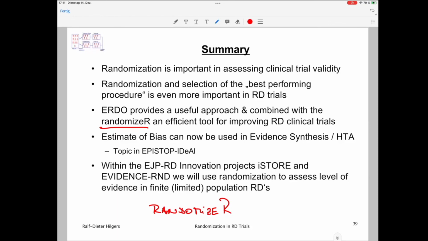Within the EJP RD innovation projects iSTORE and EVIDENCE RD, we will use the third part of the benefit of randomization, the randomization-based inference, and I hope the community can profit from our research to do clinical trials in limited or finite populations. And with that, I thank you all for participating or listening to my talk, and I will finish here.